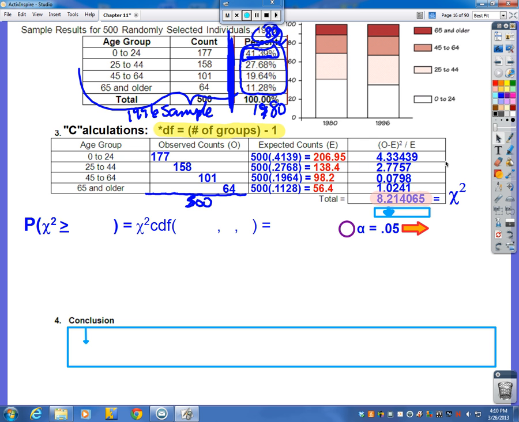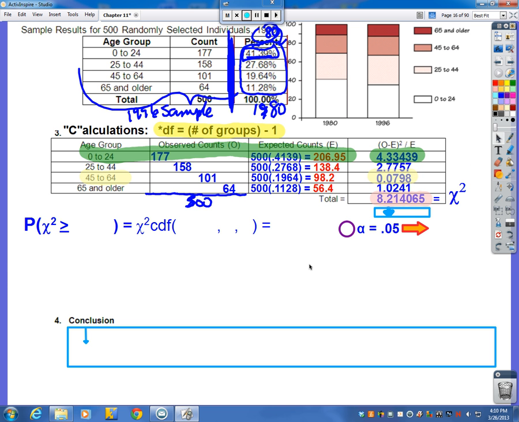Now, which individual chi-square observation contributed the most? That would be this guy. So I had the biggest amount of change in my 0 to 24 group. And I had the least amount of change in my 45 to 64-year-old group. I expected 98.2 of 500 people to be 45 to 64, and I saw 101. So there was a very small difference between what I observed and what I expected.